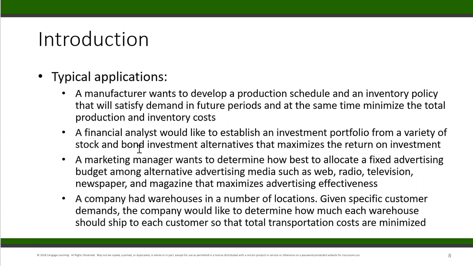The second example would be a portfolio optimization, investment portfolio optimization. The decision here would be to select the variety of stock and bond, and also the amount of investment in each one of these options, in each one of these alternatives. And then the objective would be the return. One example of the objective that you can consider would be to maximize the return on investment.